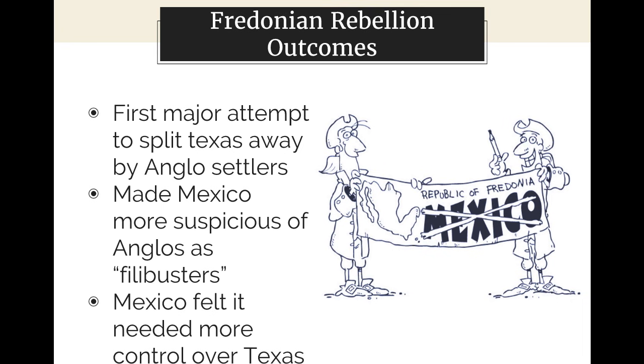So here are some outcomes that are pretty important. This is the first major attempt to split Texas away by Anglo settlers. Yes, we had filibusters, but remember, the filibusters hadn't been living in Texas up to this point. This is the first time people living in Texas tried to break it away. This makes Mexico much more suspicious of the Anglos. They start saying, well, every time something goes wrong, are these Anglos going to cause trouble? Are they going to try to break away? And Mexico's going to start thinking, we need to put more controls. We need to have more rule over the people in Texas.